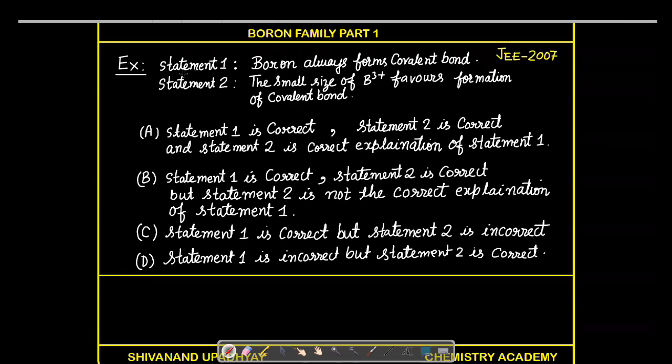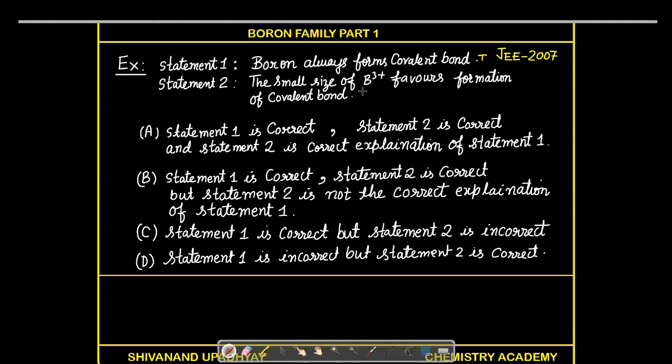Next example, again an assertion-reason type of question. Statement 1, this question was asked in JEE 2007: boron always forms covalent bonds. Yes, in all the compounds of boron, you will see that boron is always forming a covalent bond. Boron never forms an ionic bond. The first statement is true. The second statement: the small size of B+3 ions favors formation of covalent bond.